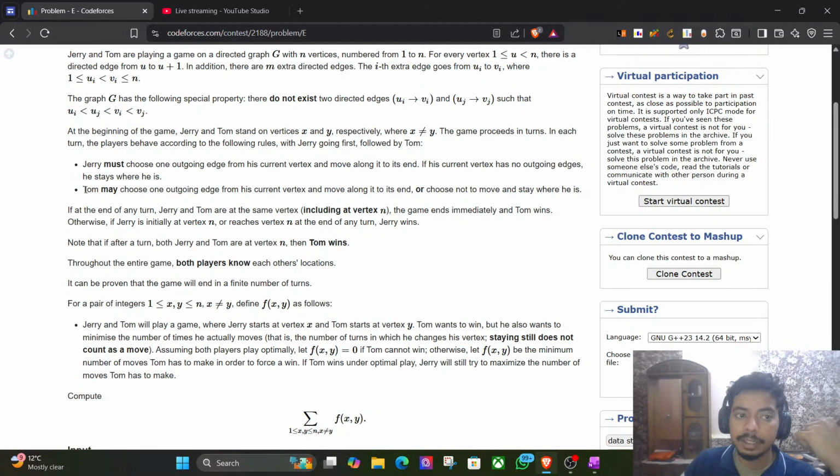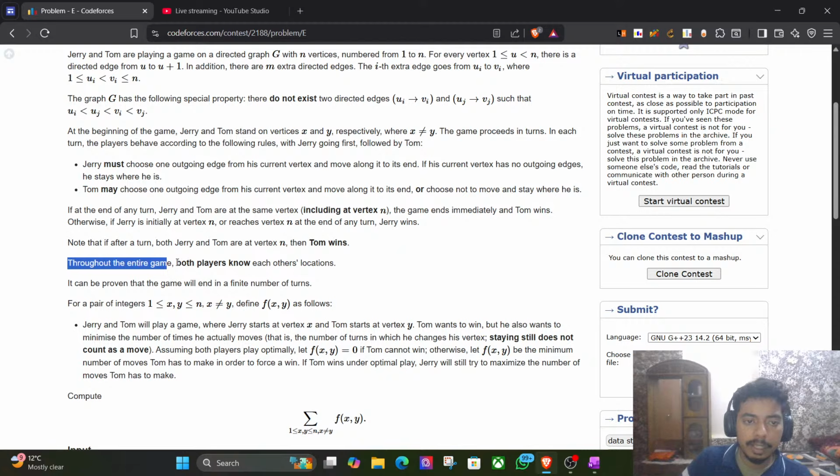But Tom may have a choice. Tom can stand on a particular vertex and wait, or he can move along an outgoing edge, or choose not to move and stay where he is. If at the end of any turn, Jerry and Tom are on the same vertex, including vertex N, the game ends immediately and Tom wins. Otherwise, if Jerry is initially at vertex N or reaches vertex N at the end of any turn, Jerry wins. Note that if after a turn both Jerry and Tom are at vertex N, then Tom wins. So at any point of time, if both of them are at the same vertex, Tom will win, no matter the vertex number.